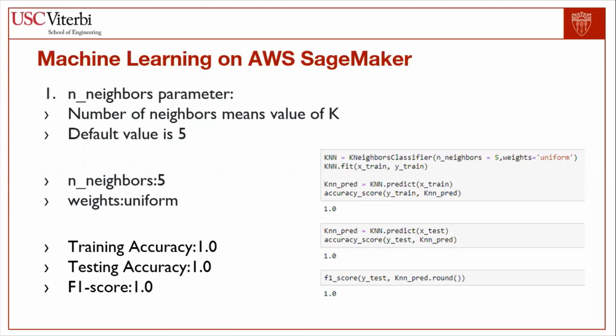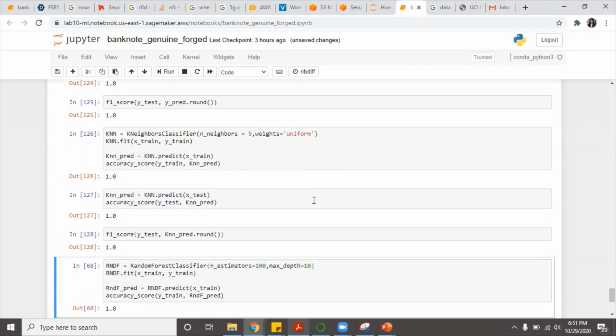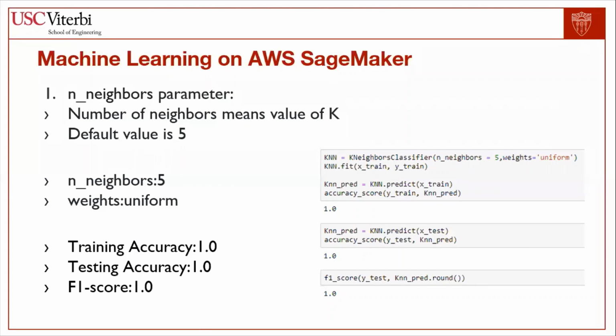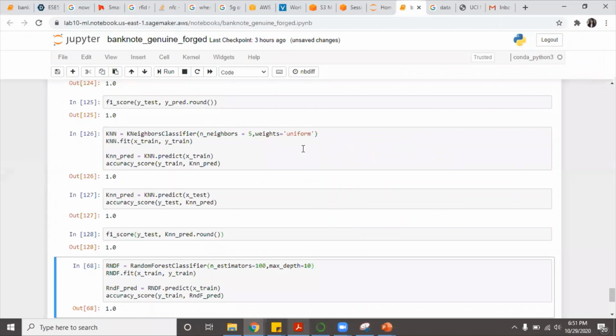The default value of n neighbors is 5. So let's try it in the code here. We can see that we have set the default value. Now let's run it. It is giving us a good accuracy and F1 score with the uniform weights. Now let's keep it at 100.